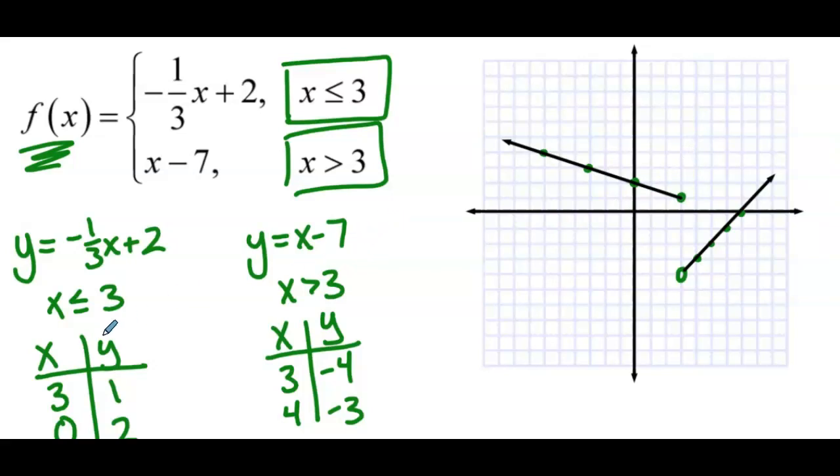Now, alternatively, instead of writing out your table of values, as you get proficient at this, we should be able to just take the x value in our domain, so in this case 3, plug this in, get the output of 1, so take the point (3, 1), and use the slope of negative 1/3 to graph. But just pay attention to whether we want to graph where x is greater than 3, or in this case, x is less than or equal to 3.